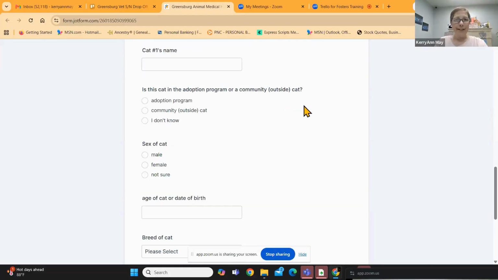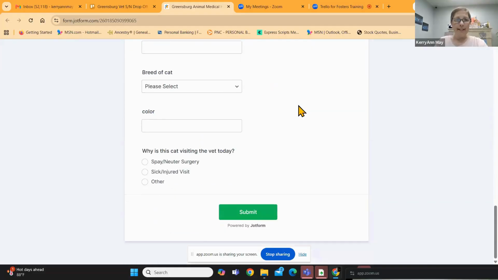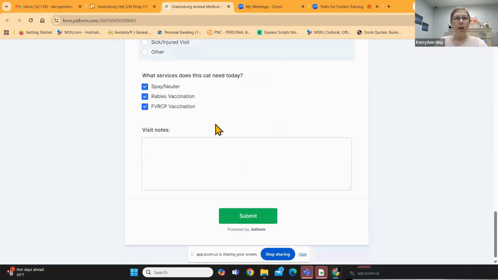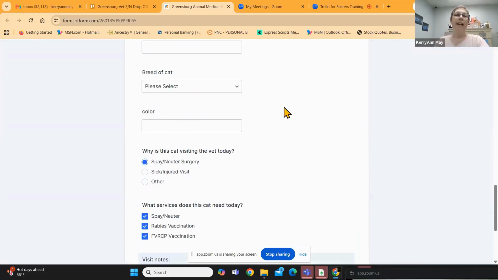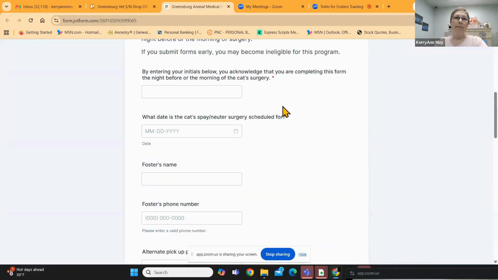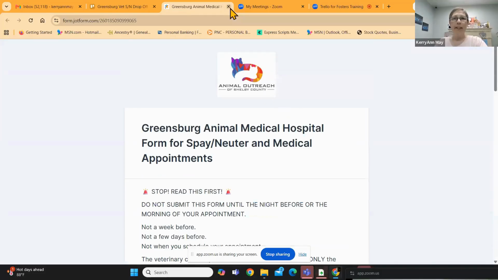But I will scroll down and let's see. And so for this case, it's going to be a spay-neuter appointment. So you'll click on that and it will automatically auto-populate spay-neuter, rabies, and FVRCP, which are the 3 things that we want every cat to do. You can also add a note, like if you've seen tapeworms or something like that, you can add that to the order. You're basically ordering what you want the cat to get that day during surgery. But we can click out of that.